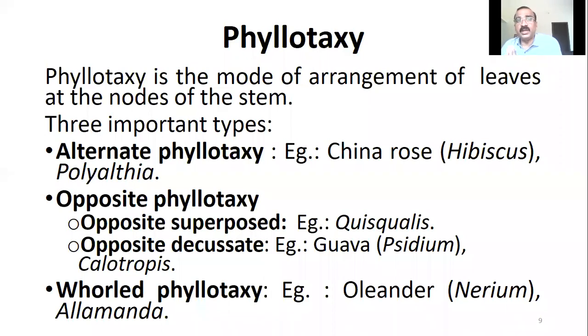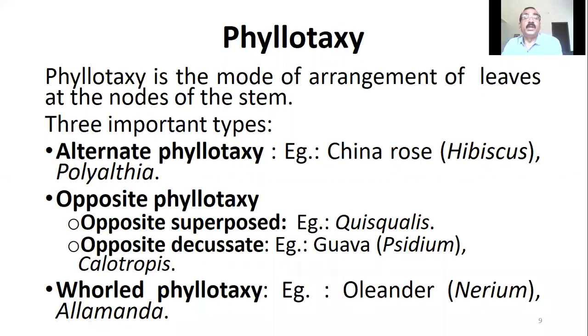In all the stems, is the leaf arrangement the same? Probably if you observe, you will know. No, in different plants, leaves are arranged in different ways around the stem. So this mode of arrangement, how the leaf is arranged on the stem, that pattern is called phyllotaxy. And basically there are three types of phyllotaxy: alternate phyllotaxy, opposite phyllotaxy, and whorled phyllotaxy.